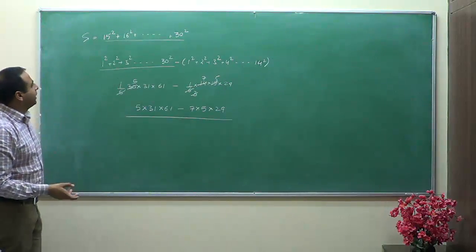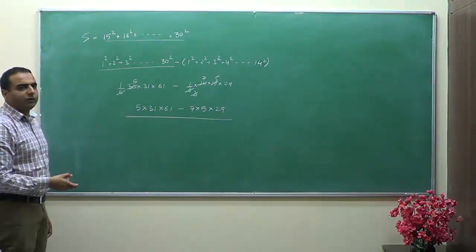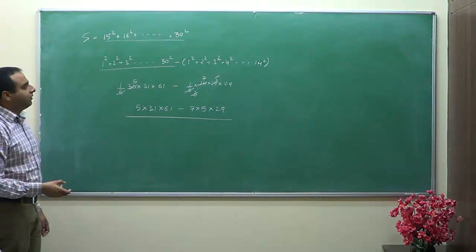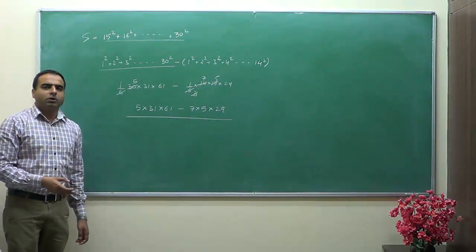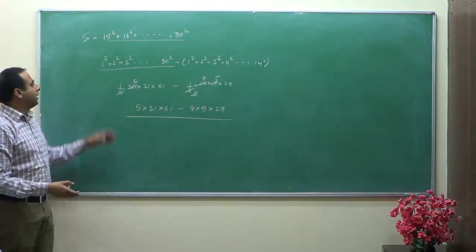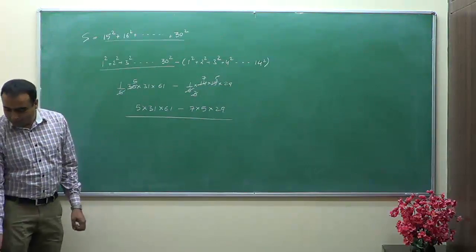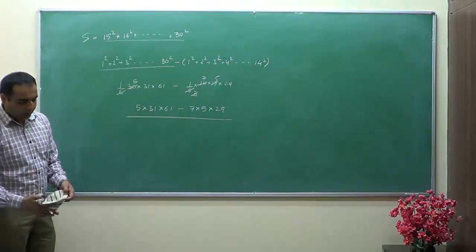इसमें और भी तरह से हो सकता है. Suppose the question will be 15 cube plus 16 cube plus 17 cube up to 30 cube. So the procedure will be the same as this question. Now write down the second question.